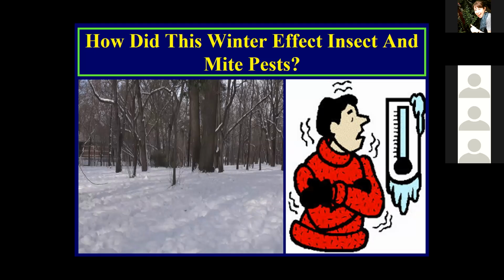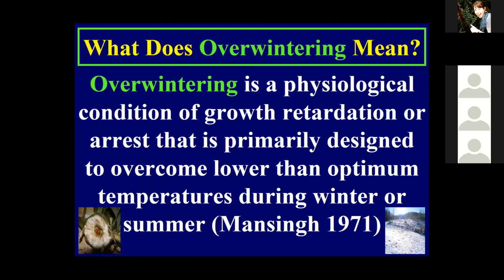Well, insects and mites overcome winter temperatures by going through what we call the overwintering phase. What does overwintering mean? Overwintering is a physiological condition of growth retardation or arrest that is primarily designed to overcome lower than optimum temperatures during winter or even summer.